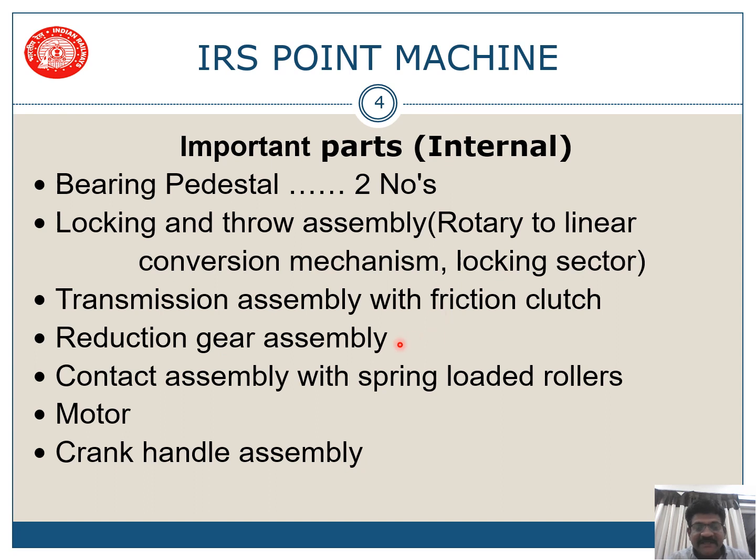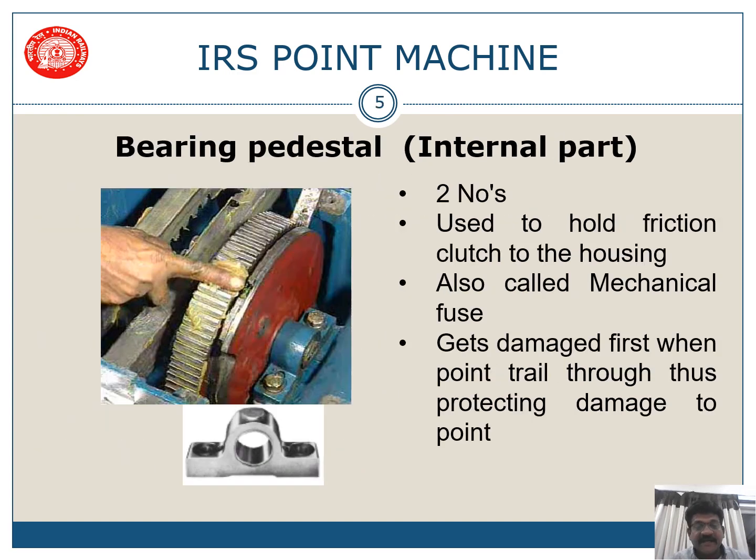Next you have reduction gear assembly. This is used to reduce the speed of the motor to the required level. Next we have contact assembly, which has spring loaded rollers. You have a motor and again a crank handle assembly. We will now go to each part and see what they are.